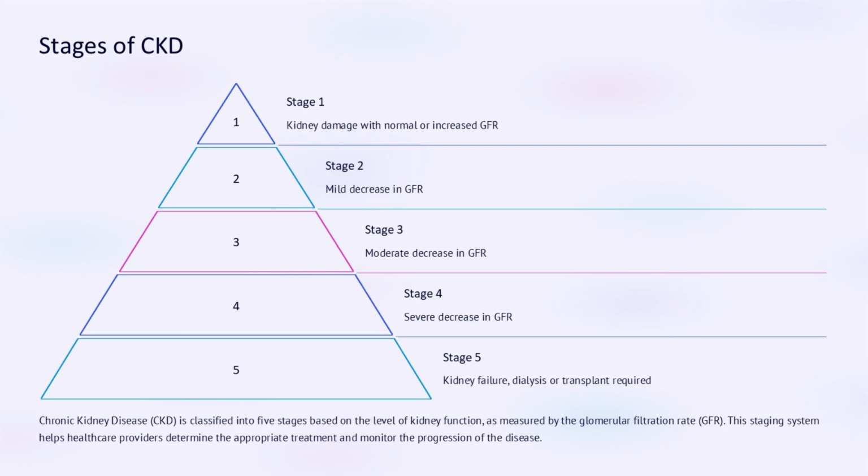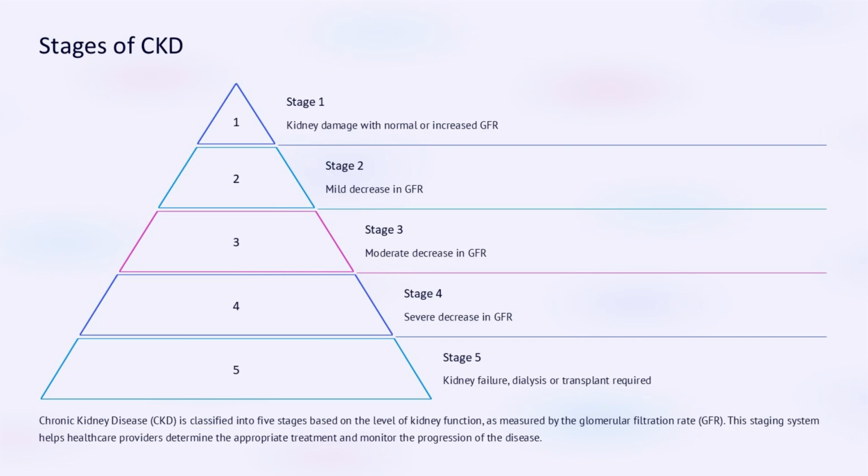Chronic kidney disease is classified into 5 stages based on the level of kidney function, as measured by the glomerular filtration rate, GFR. This staging system helps healthcare providers determine the appropriate treatment and monitor the progression of the disease. I'll briefly go through each stage.